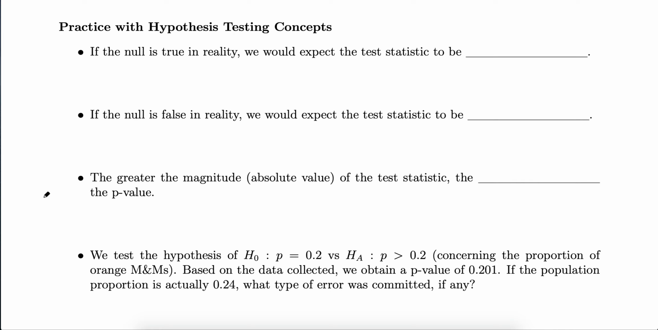So starting with these bullet points towards the middle of the page, they give us some scenarios. They tell us if the null is true in real life, what kind of test statistic should we get? And by that we mean, are we going to get a big test statistic, a small test statistic, what kind of value? So think about our test statistic, how that's generally written. It's generally written as our data or our point estimate minus our initial assumption, the null hypothesis, over the standard error.